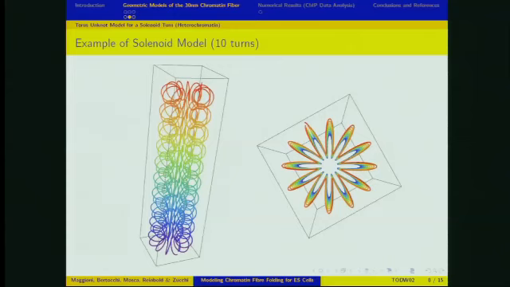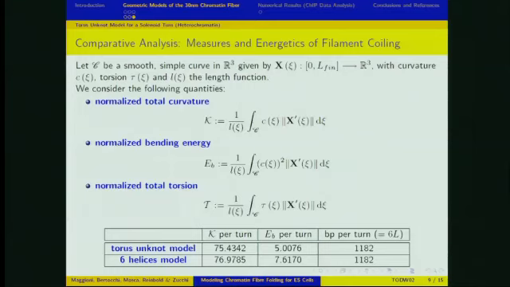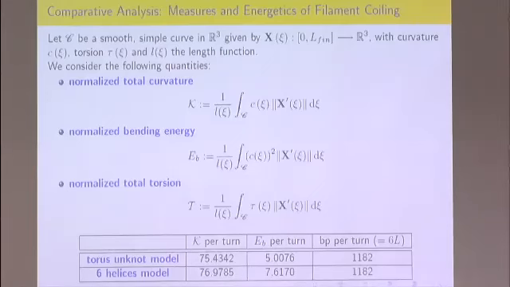So what we have done was, first of all, compare the two models in terms of geometric quantities, and then we have applied this model to some ChIP data for pluripotent stem cells. So I briefly recall the quantities that we are going to use.